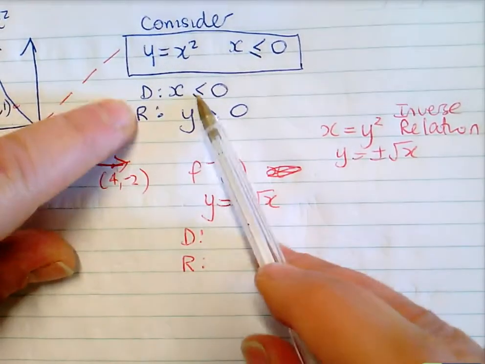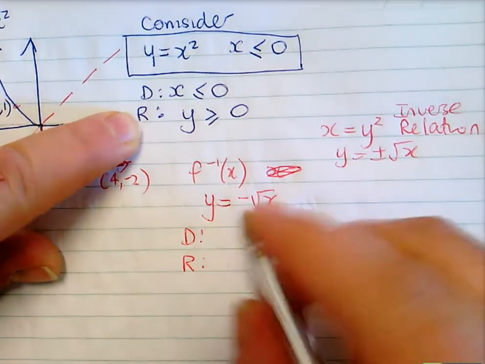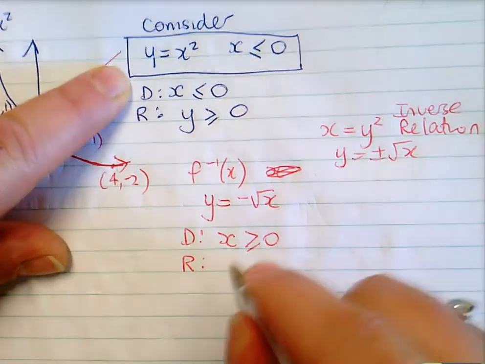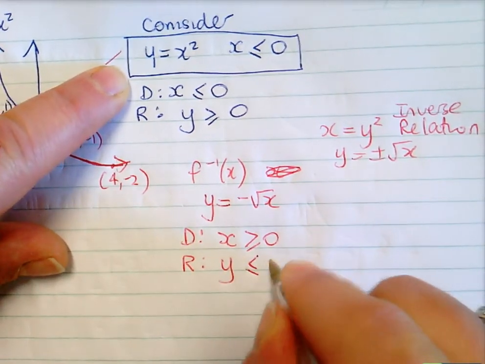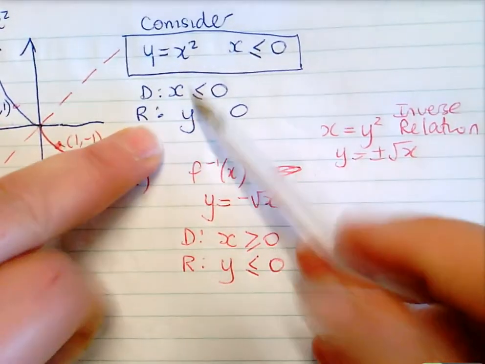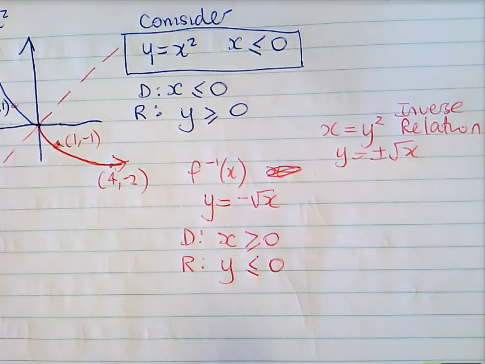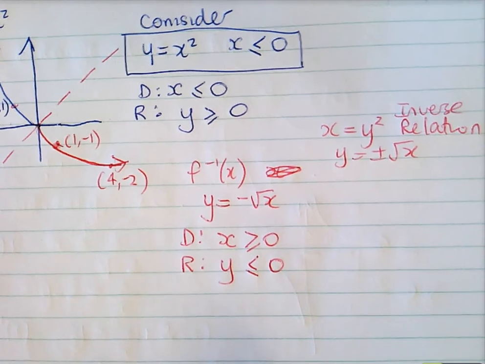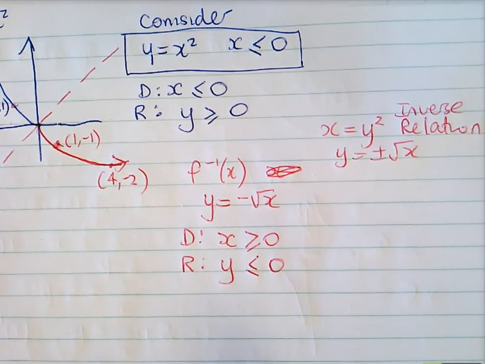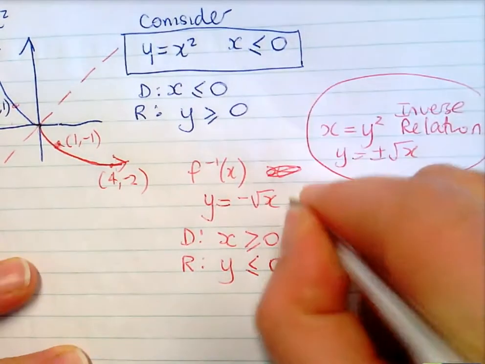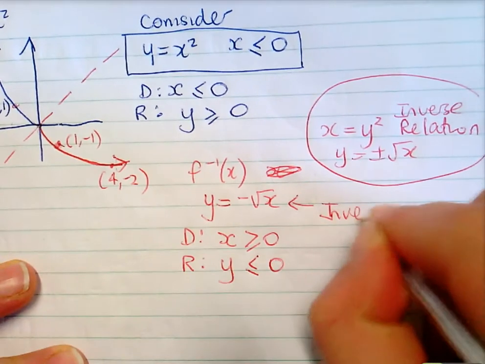You can just look at these and swap them. The domain should be x is greater than or equal to 0, and the range should be y is less than or equal to 0. I'm swapping. Is that true? X is greater than or equal to 0, y is less than or equal to 0. Okay. Yep. So that's the inverse relation. Be careful. This is the inverse function.